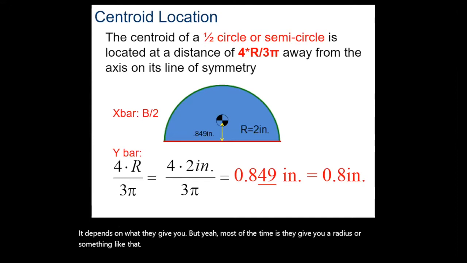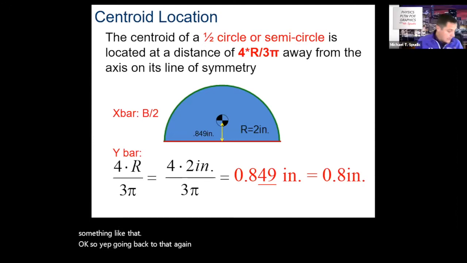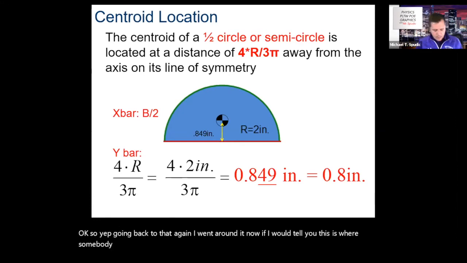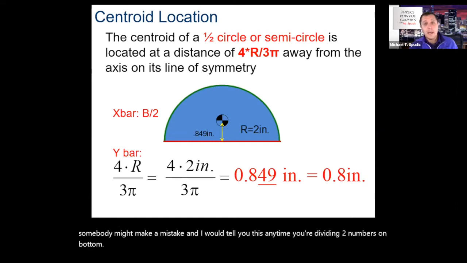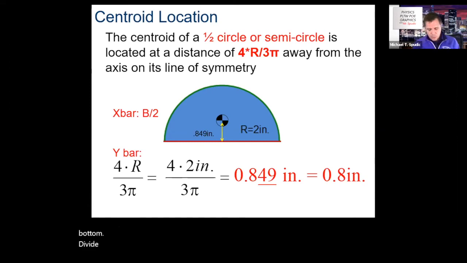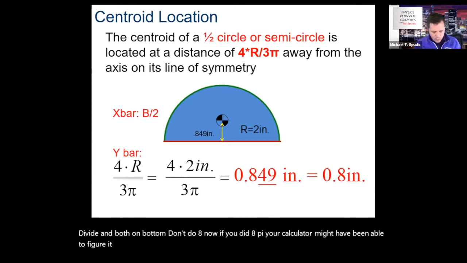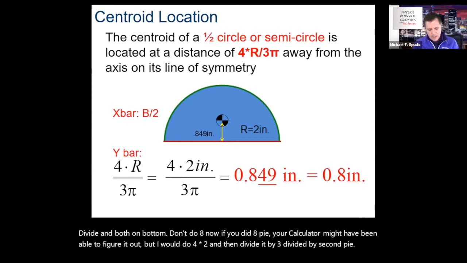Okay, so going back to that again. This is where somebody might make a mistake. Anytime you're dividing 2 numbers on the bottom, divide them both on the bottom. Don't do 8 pi, although your calculator might be able to figure it out. I would do 4 times 2 and then divided by 3, divided by pi, if you have pi on your calculator.